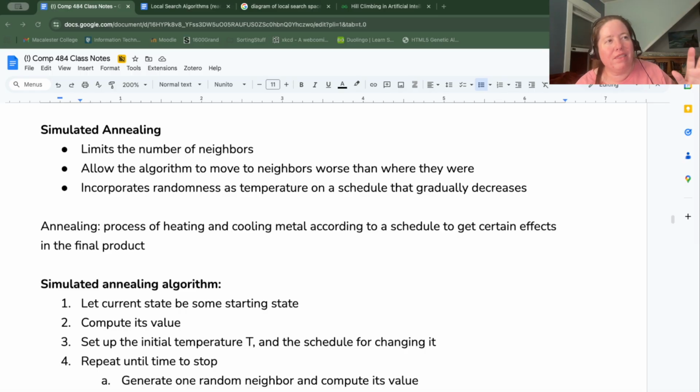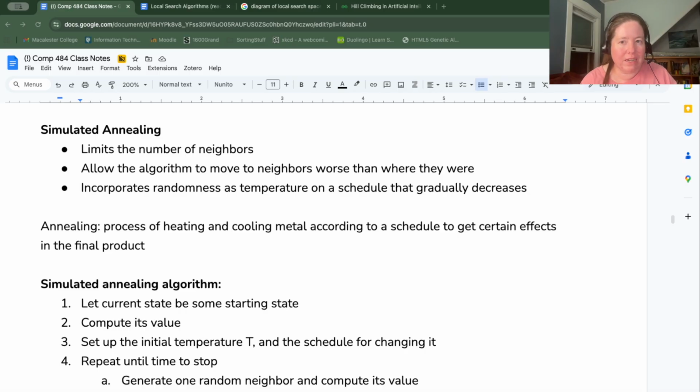So annealing itself. So this is simulated annealing. So what the heck are we simulating? Annealing is a process that's used in metallurgy where you follow a certain schedule of heating and cooling the metal to get certain effects in the final metal product. That's pretty much the limit of my understanding of metalworking. But it has this sense that there's a schedule of temperature changes that is helpful.